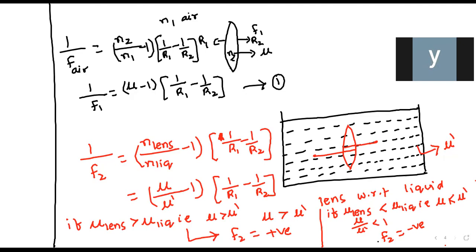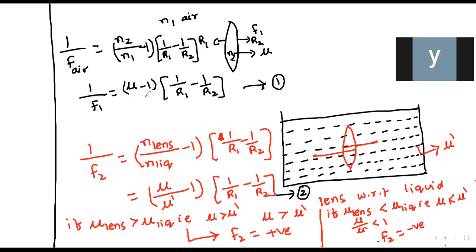So now what I want is the relation between F2 and F1. How can you find? Any idea? Suppose I will consider this as equation 2. Now tell, 1 divided by 2 or 2 divided by 1, anything. If we divide the equations, 1 by R1 minus 1 by R2 will get cancelled.